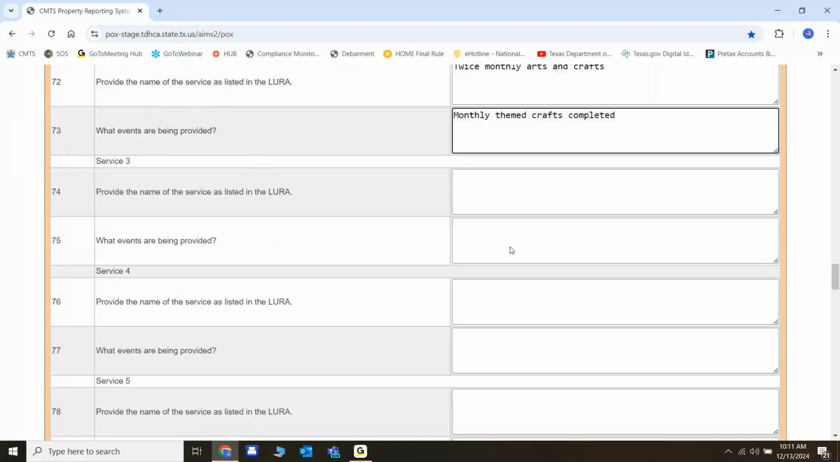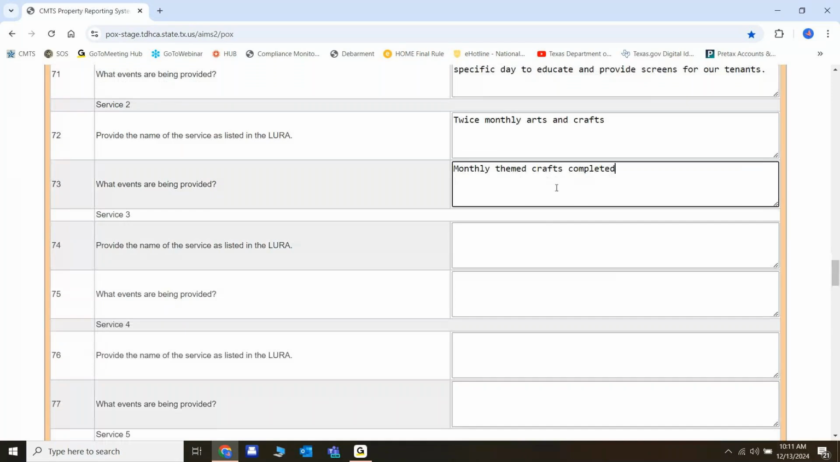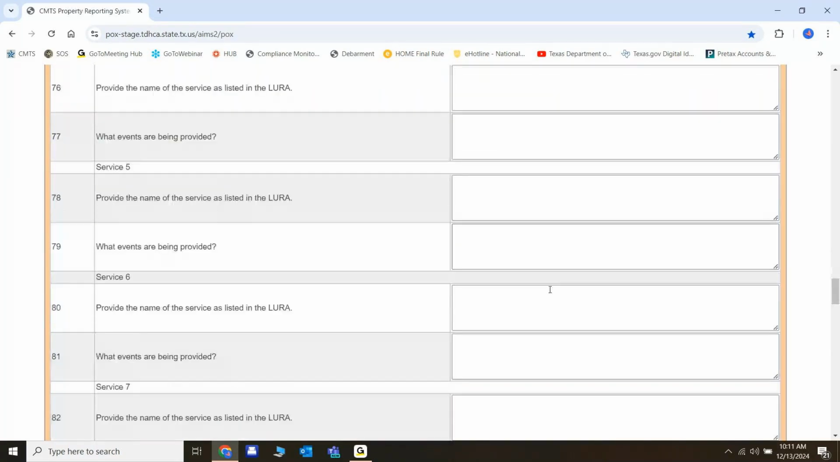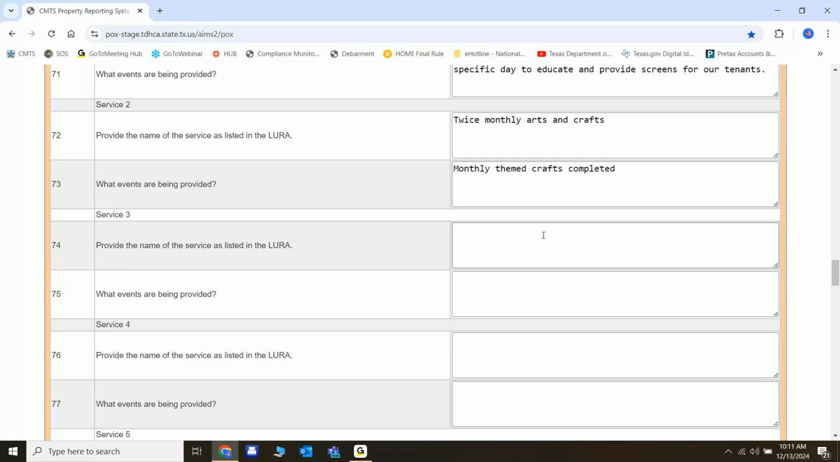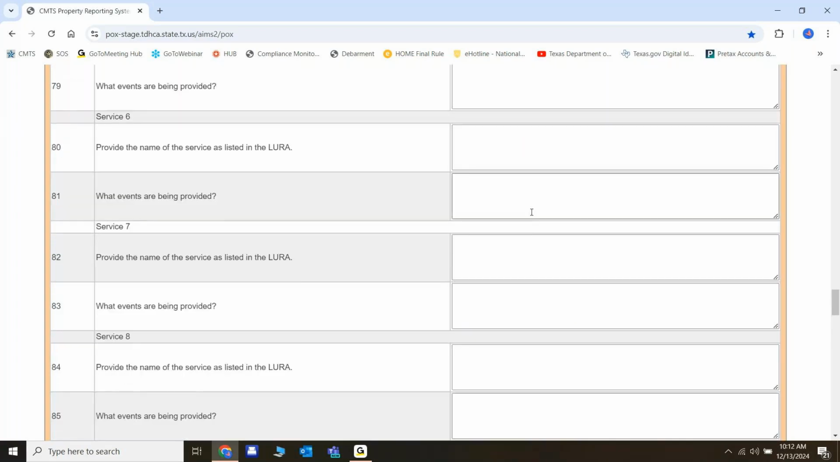So if I have 6 points and I provide 5 services that get me 6 points, maybe I have notary here, available during business hours, and I'm going to put that in there. If this meets my point requirement, then I'm just going to skip on down to 94.